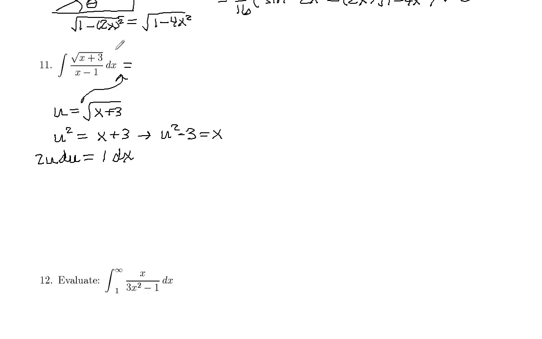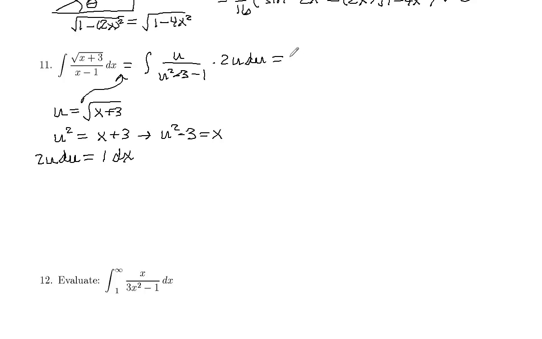So now let's go ahead and change this guy over. So this will now be integral on the top, that's our u. On the bottom here, x is u squared minus 3. So we've got a u squared minus 3, and then minus 1. And then our dx is 2u du. So times 2u du.